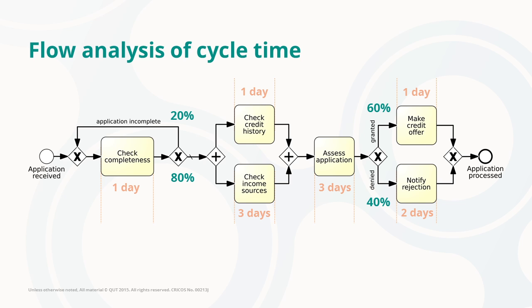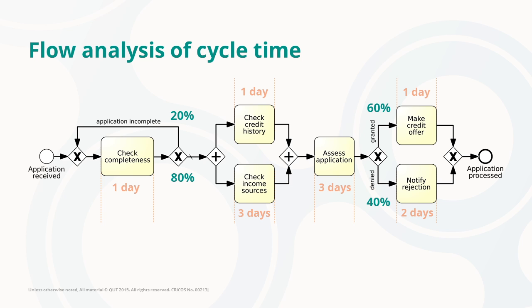Let me assume that the probability of exiting the rework loop is 80%. The probability of staying in the rework loop is 20%. On the other hand, the probability of the loan being granted is 60%. The probability of it being denied is 60%.